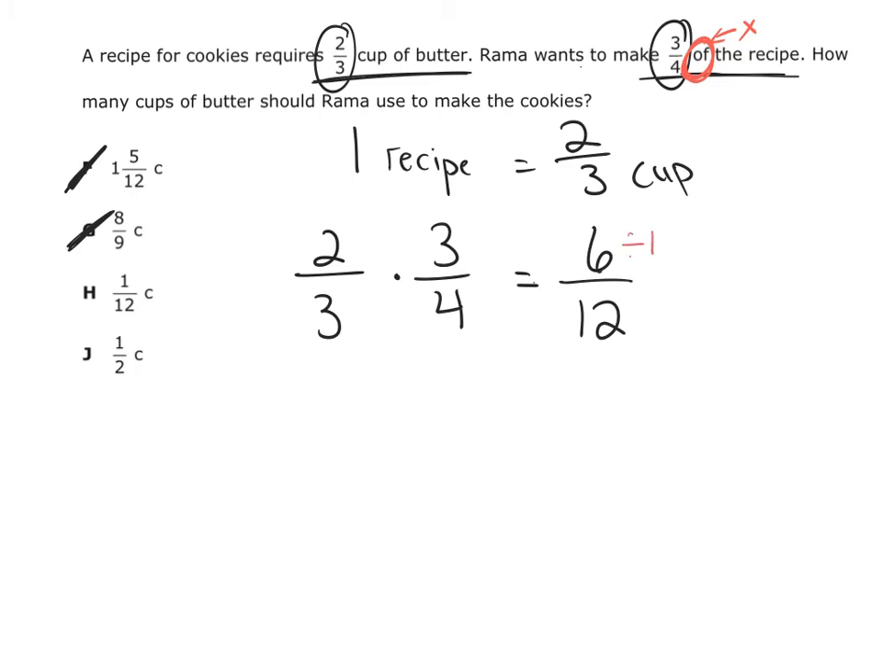Yes, 6 can go into both of these. So divide by 6, and you'll get 1/2. And look, J is the answer. 1/12 can also pretty much be thrown away because that's like no butter at all. And she's making 3/4, so it needs to be closer. So see how a lot of these problems, if you just think about what the answer should be, then sometimes you can eliminate several answer choices.